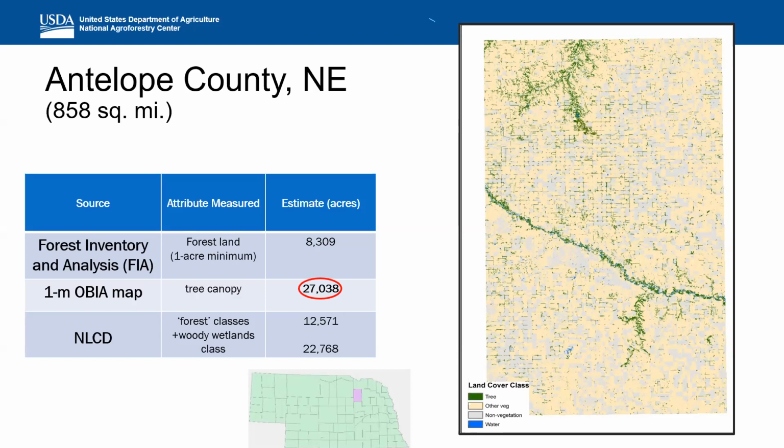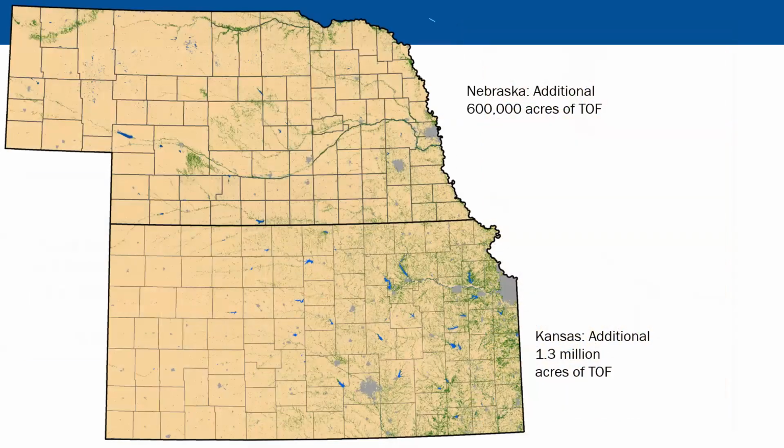So this is combining our final product for Nebraska and Kansas, which is currently the two states that we have a complete data set for. Nebraska was using 2014 imagery, and our estimates show approximately an additional 600,000 acres of trees outside forests. And for Kansas, which was using 2015 imagery, an additional 1.3 million acres of trees outside forests.